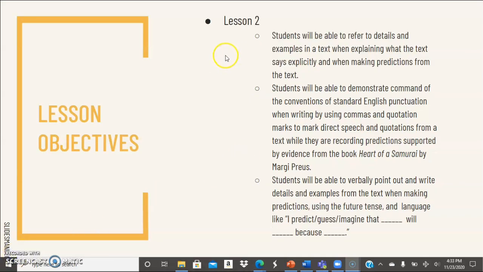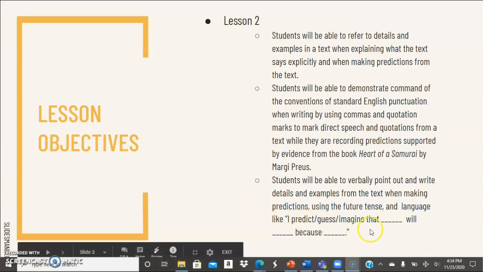The content objective for Lesson 2 is, students will be able to refer to details and examples in the text when explaining what the text says explicitly and when making predictions from the text. And the language objectives are, students will be able to demonstrate command of the conventions of standard English punctuation when writing by using commas and quotation marks to mark direct speech and quotations from a text, while they are recording predictions supported by evidence from the book Heart of a Samurai. And students will be able to verbally point out and write details and examples from the text when making predictions using future tense and language like I predict, guess, or imagine that blank will blank because blank.